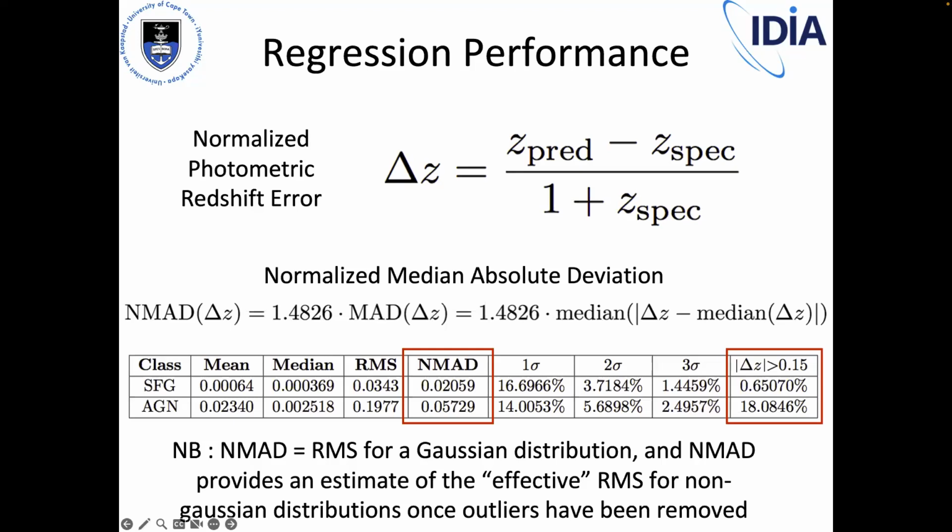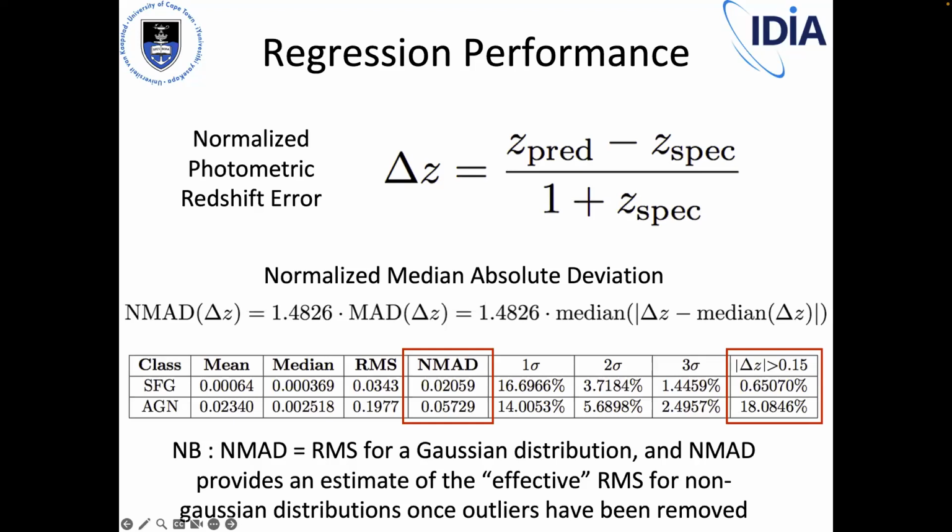So for star-forming galaxies, for instance, the NMAD is about 2%, which means that for an average source, you can predict the photometric redshift with an accuracy of 2%. But there are 0.6% of the sources where the error is more than 15%. So these sources are so-called catastrophic outliers, and they cause the difference between the NMAD and the RMS.